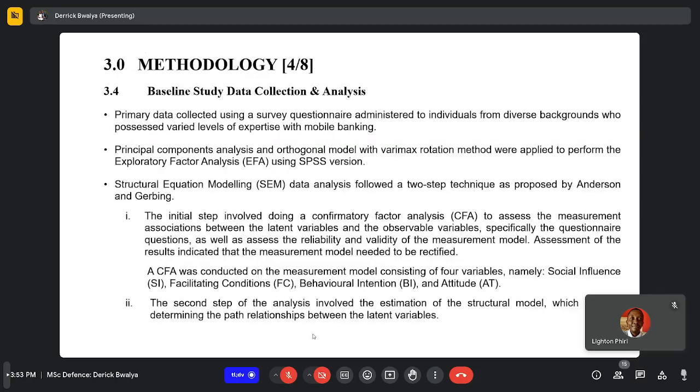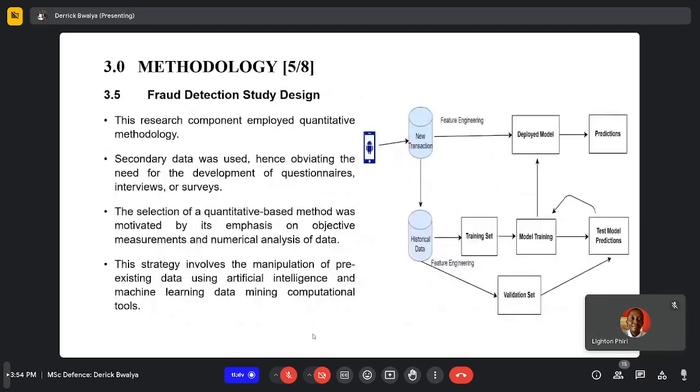For the baseline study, like I said, data was collected through the questionnaire. We used principal component analysis to do the exploratory factor analysis using SPSS. We applied structural equation modeling to do the analysis, which required us to do the confirmatory factor analysis. And in the second stage of this SEM, we did an analysis that involved the estimation of the structural model, as well as the relationship between the latent variables.